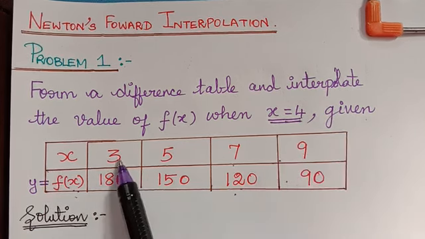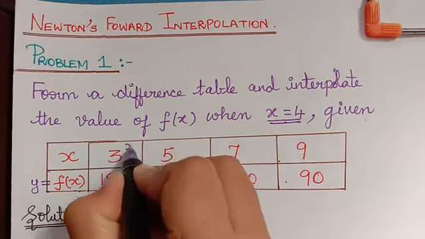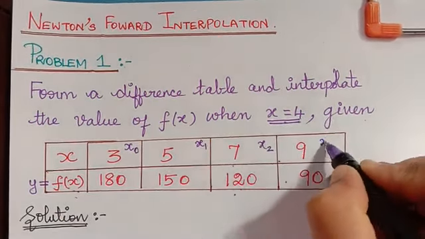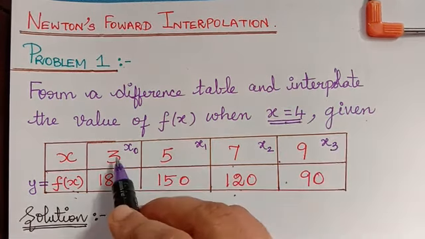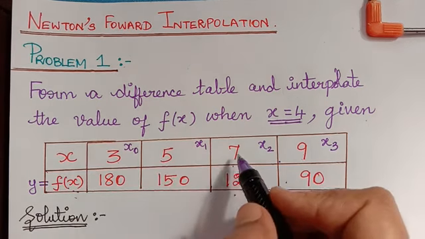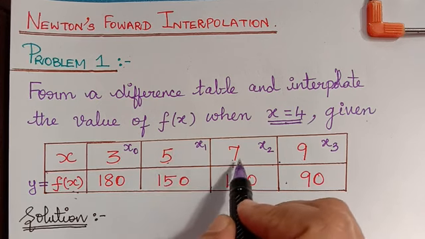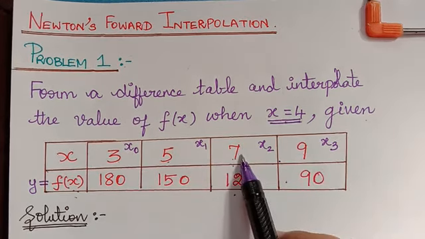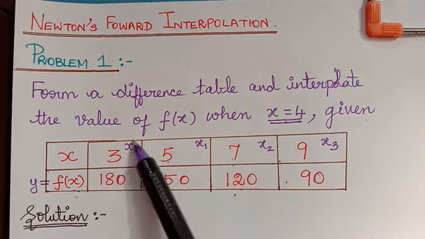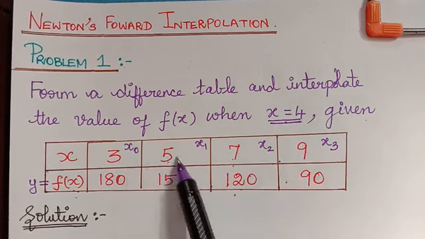Now, here this value is known as x0, this value is x1, this value is x2 and this value is x3. What is x1 minus x0? It is 5 minus 3 and the difference is 2. Similarly, what is x2 minus x1? 7 minus 5 and the difference is 2. And x3 minus x2, that is 9 minus 7, and again the difference is 2. So we can see that the values are placed in equal intervals, equidistant with a distance of 2.